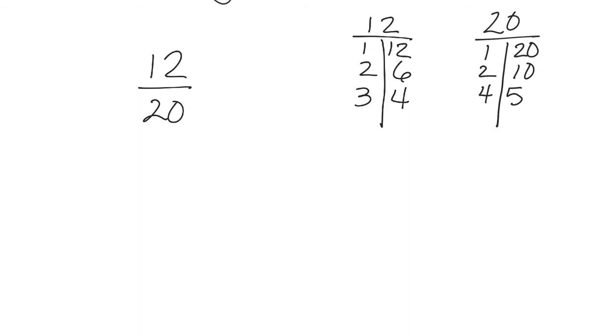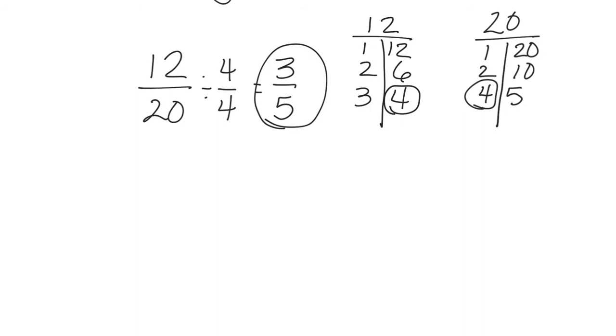Then you look at both columns and determine the greatest common factor that will divide both 12 and 20, and you see that 4 is the largest number that will divide both of them. So then you divide 12/20ths by 4, and your reduced fraction is 3/5. That's one way to reduce a proper fraction.